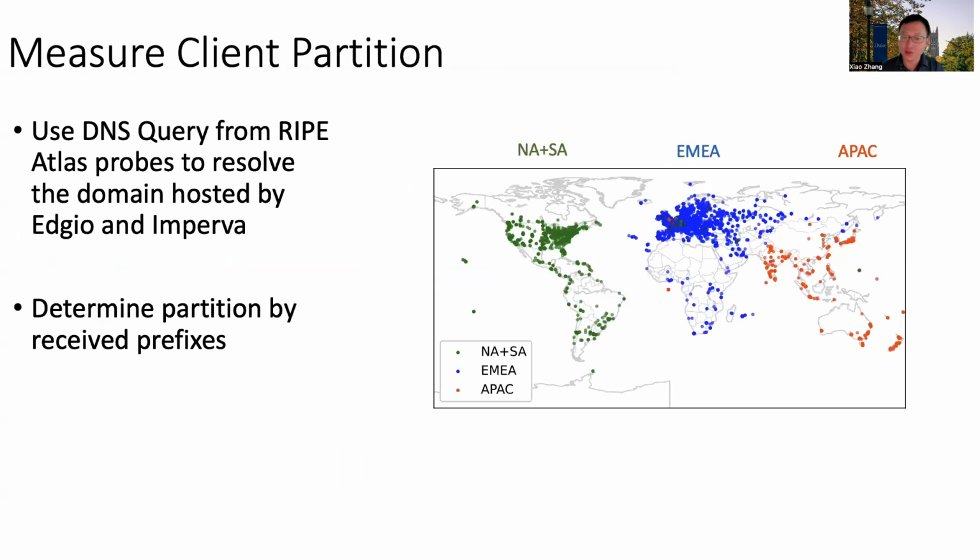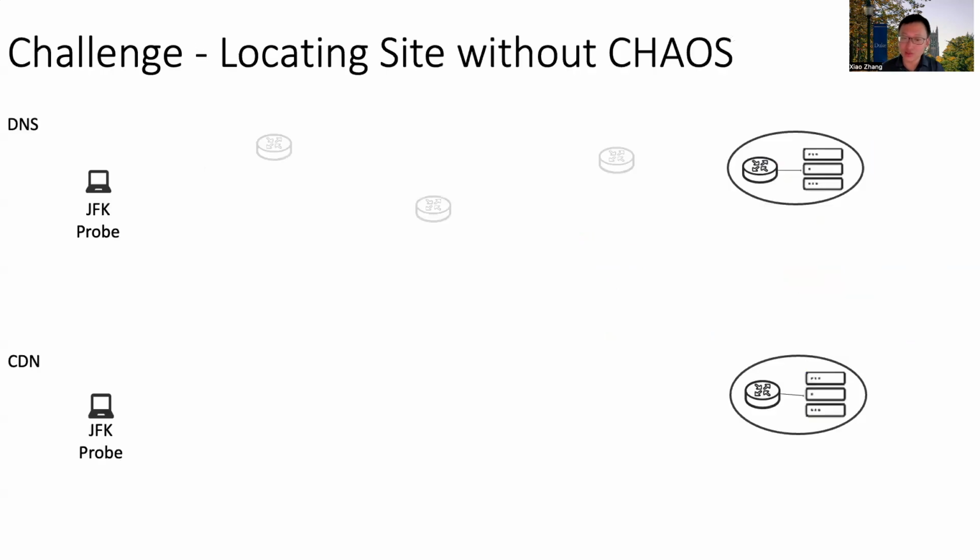To analyze the performance, we first need to figure out the regions and how the regions are partitioned. To do that, we can just use DNS queries provided by RIPE Atlas probes. We issue DNS queries to the domain hosted by Agile and Improva from all available RIPE Atlas probes, and the different A records received by each probe will show the result. The graph shows the client partition of Agile 3. Each dot stands for the location of a probe, and different colors show different IP addresses each probe received.